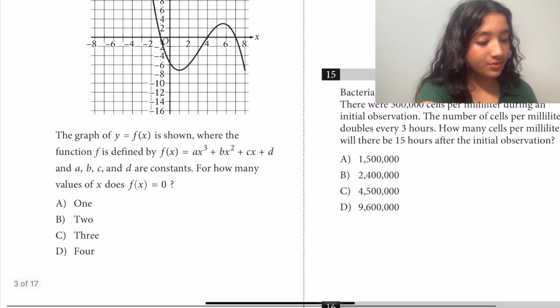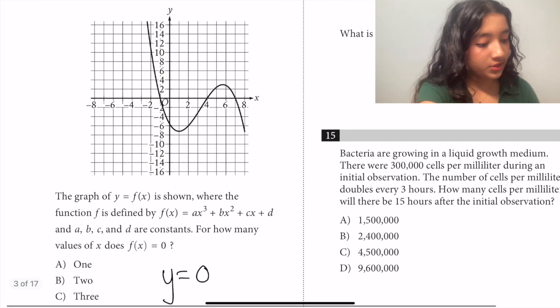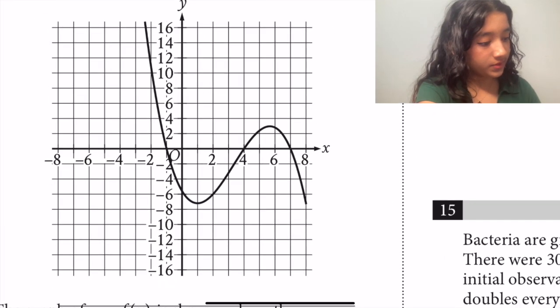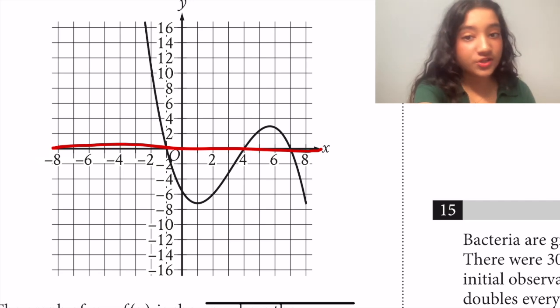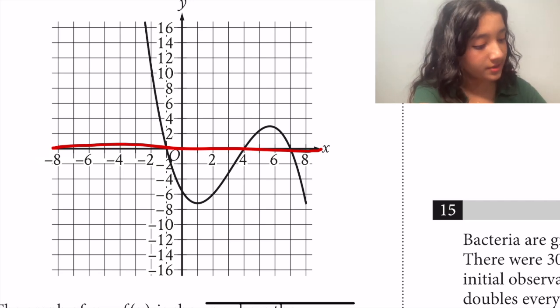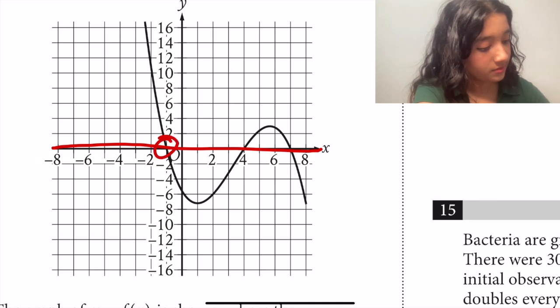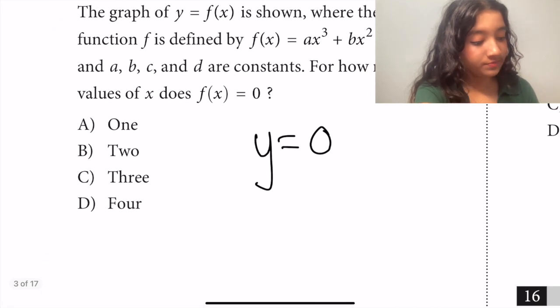So we know that y is equal to f of x, so it's asking when y is equal to 0. So if we look at our graph right here, we see that y equals 0 would be the x-axis here, and we just have to count how many times the graph intersects the x-axis. So we have 1, 2, and 3 points of intersection. So our answer should be C.